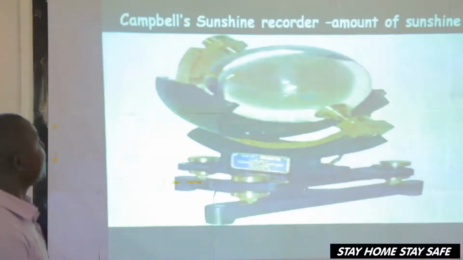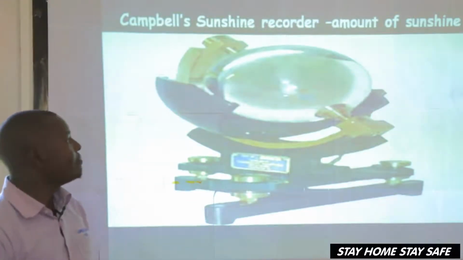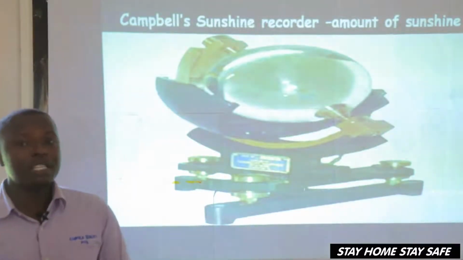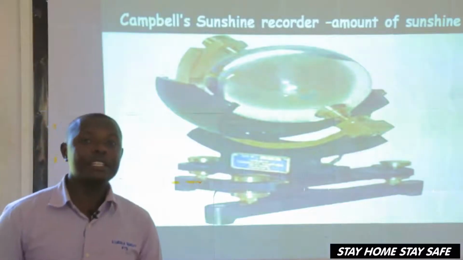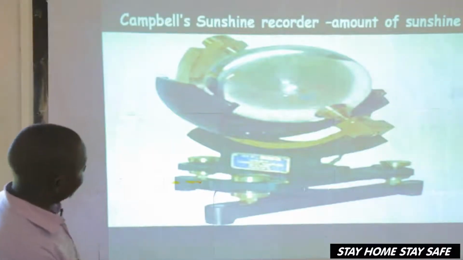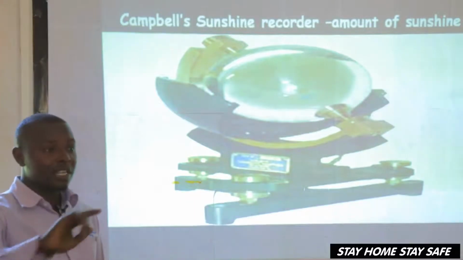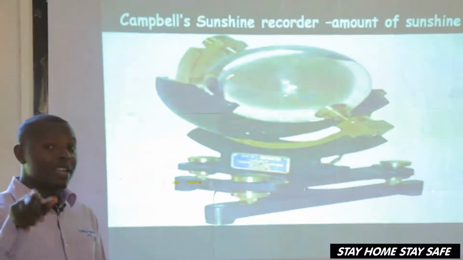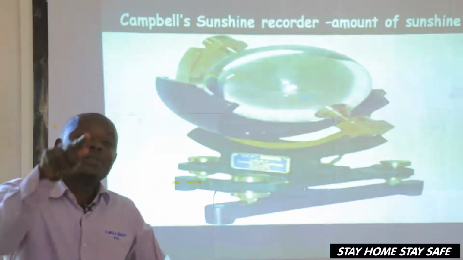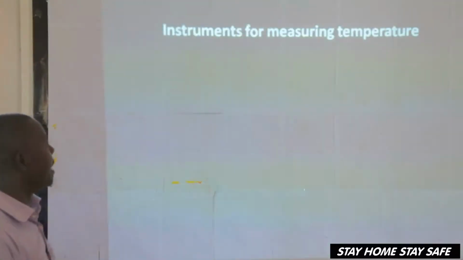The other one is a Campbell's sunshine recorder. It is used to measure the amount of sunshine received in any area. It looks like this. That is a Campbell's sunshine recorder. Don't just call it sunshine recorder, because the person who made it was called Campbell, and the other people also made theirs, but the one we commonly use is called the Campbell's sunshine recorder.